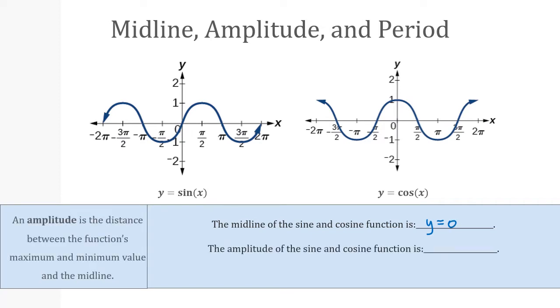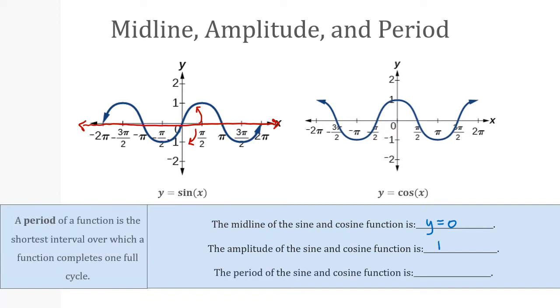The amplitude of the sine and cosine function is the distance between the function's maximum and minimum value and that midline. So if the midline on both of these is the horizontal line y equals 0, then from that midline, we see that the distance is 1. So that's the amplitude.